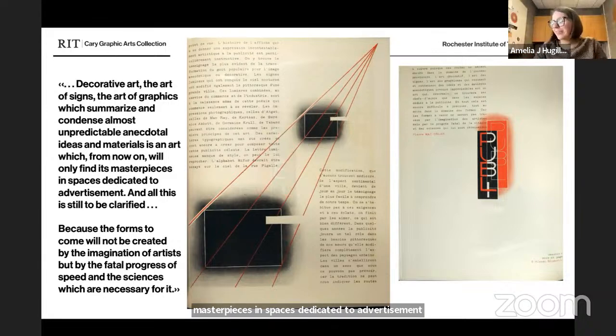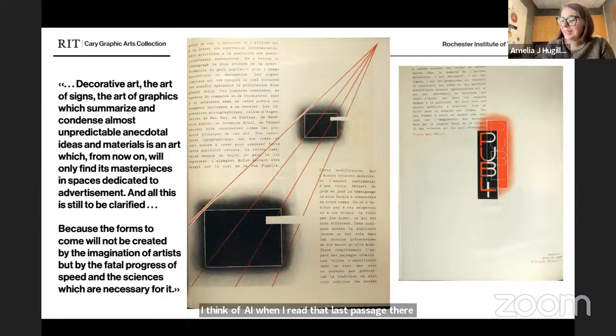And all this still seems difficult to clarify, at least in the domain of forms, because the forms to come will not be created by the imagination of artists, but by the fatal progress of speed and the sciences which are necessary for it. Whew. I think of AI when I read that last passage there.